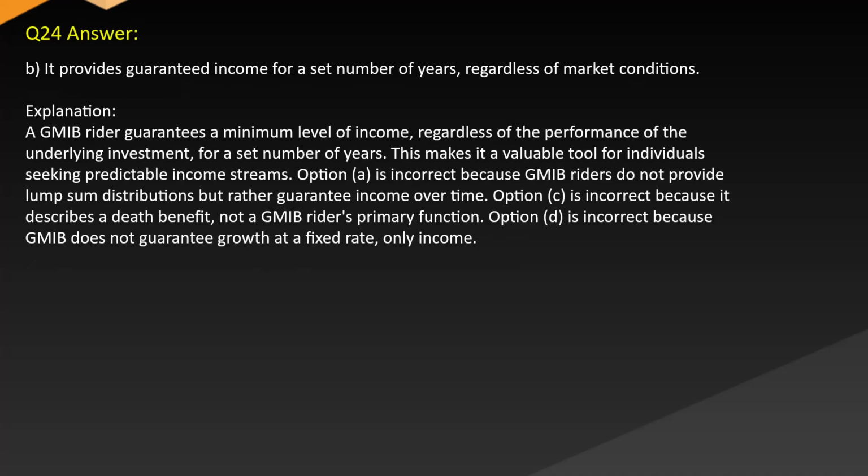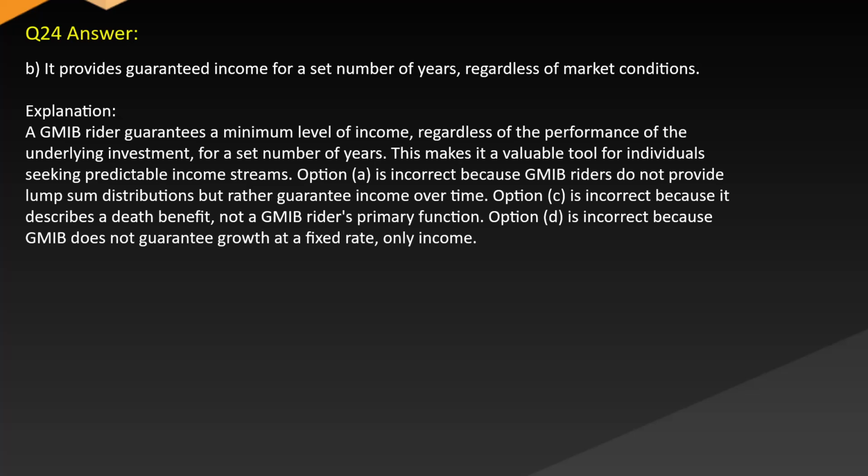Answer. B. It provides guaranteed income for a set number of years, regardless of market conditions. Explanation. A GMIB rider guarantees a minimum level of income regardless of the performance of the underlying investment for a set number of years. This makes it a valuable tool for individuals seeking predictable income streams.